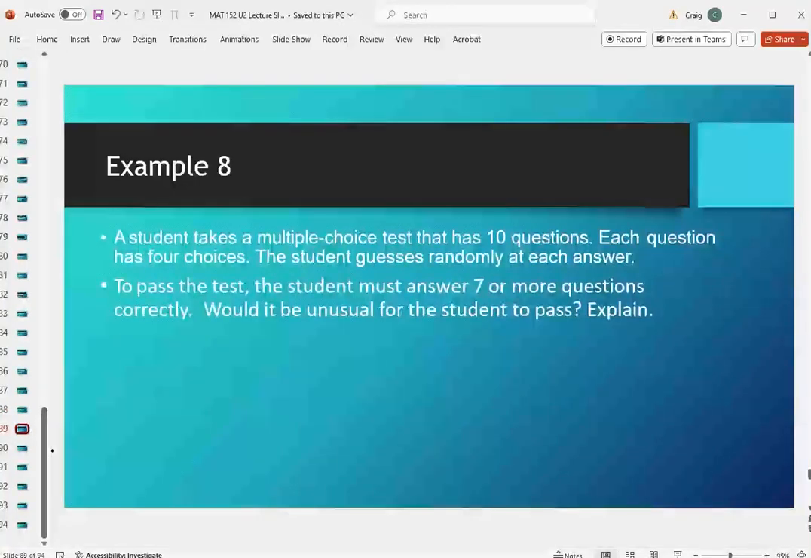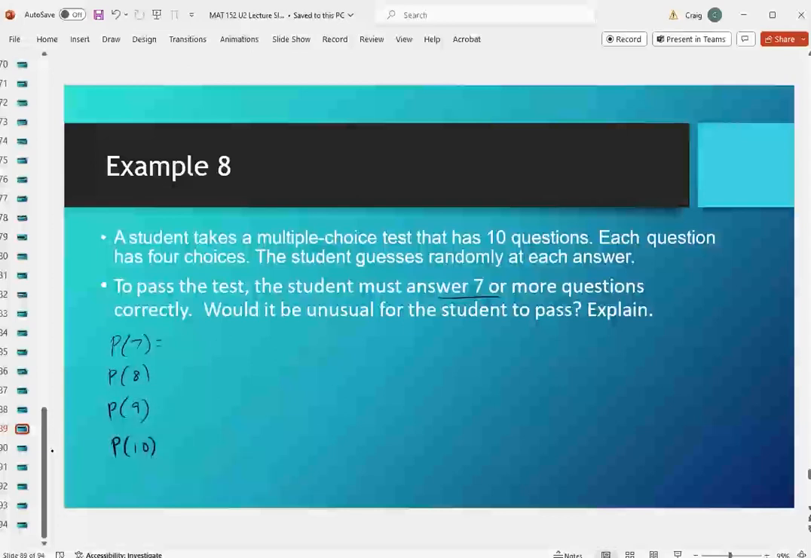Here we are with the same type of question, right? We're going to randomly guess at each answer. The student has to answer 7 or more to pass. Would it be unusual for them to pass? Okay. So there are 10 questions. If they have to get 7 or more correct, then we want the probability of 7 or more. Well, let's look for the probability of 7, 8, 9, and 10.